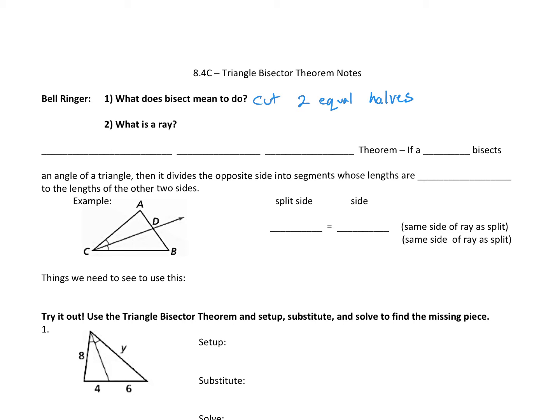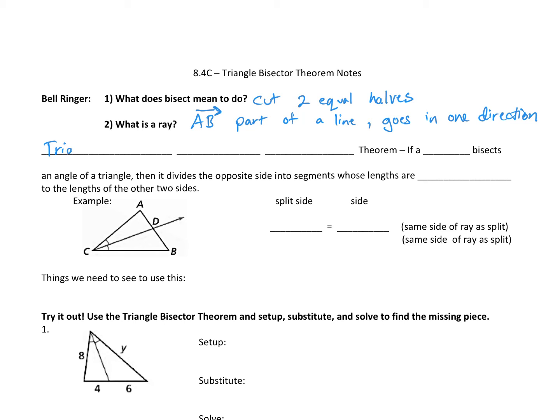And what is a ray? Remember, if we had a ray, we write it with one end and then an arrow at the other. It's a part of a line, and it goes in one direction. Kind of like a flashlight. It starts at a point and it goes in one direction.